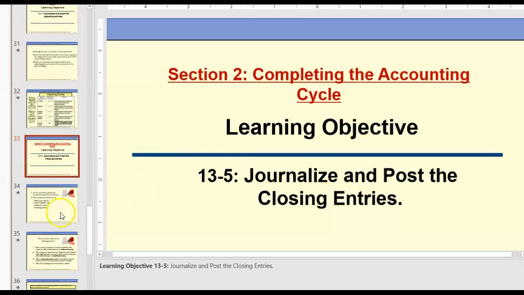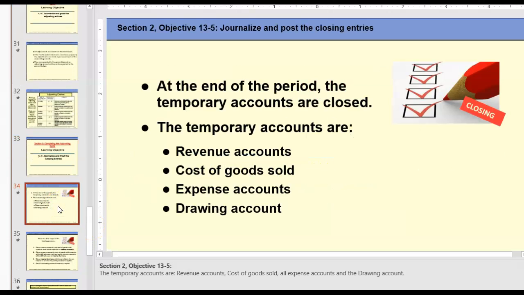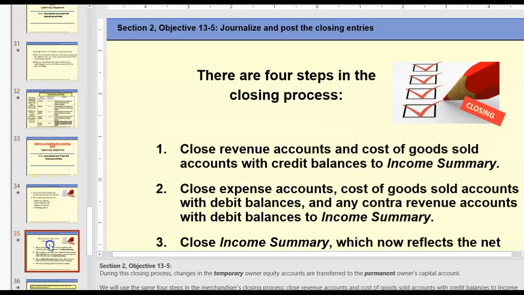Okay, and let's see. Let's move on to what accounts are temporary. And we know that the balance sheet accounts are permanent, right? And the temporary accounts are anything having to do with revenue and expense. That's why we close the revenue, we close the cost of goods sold, expense accounts, and then we close the drawing account, the owner equity account.